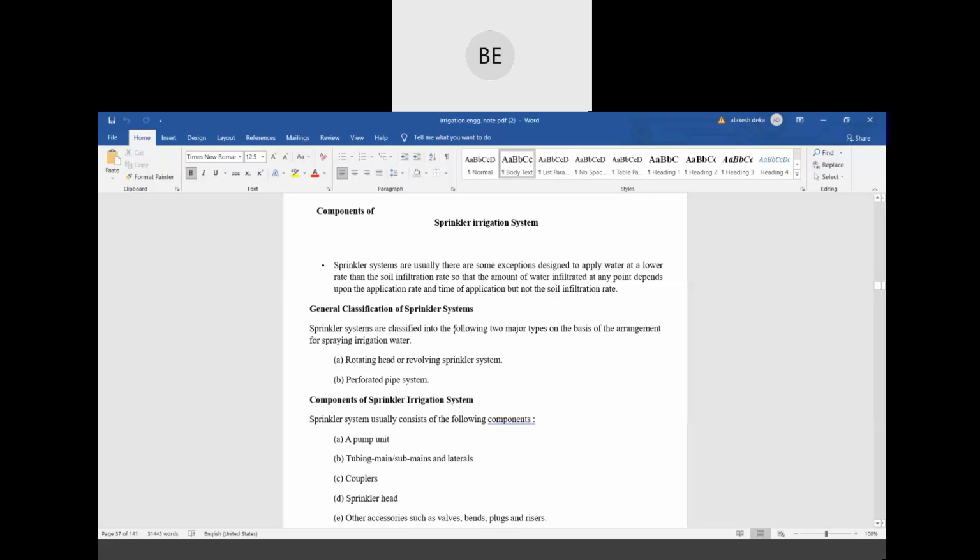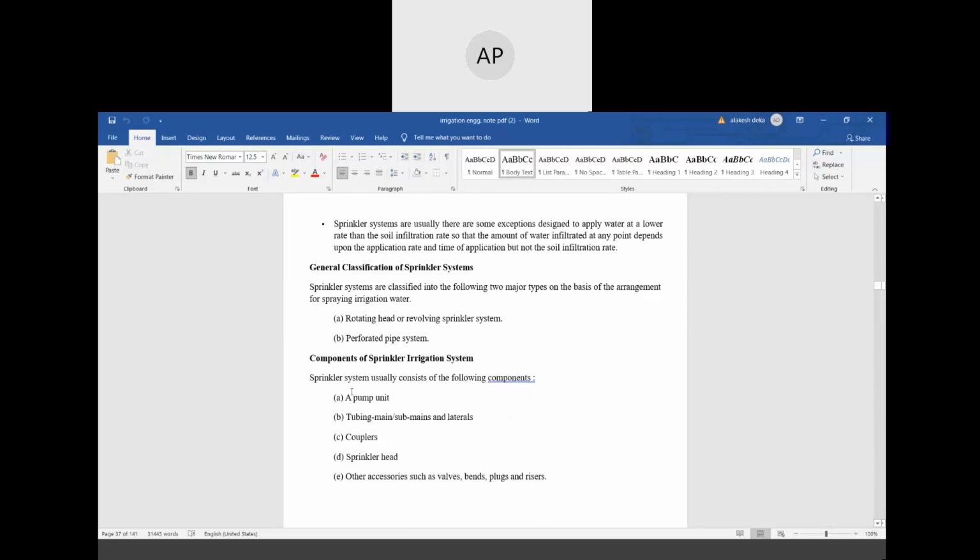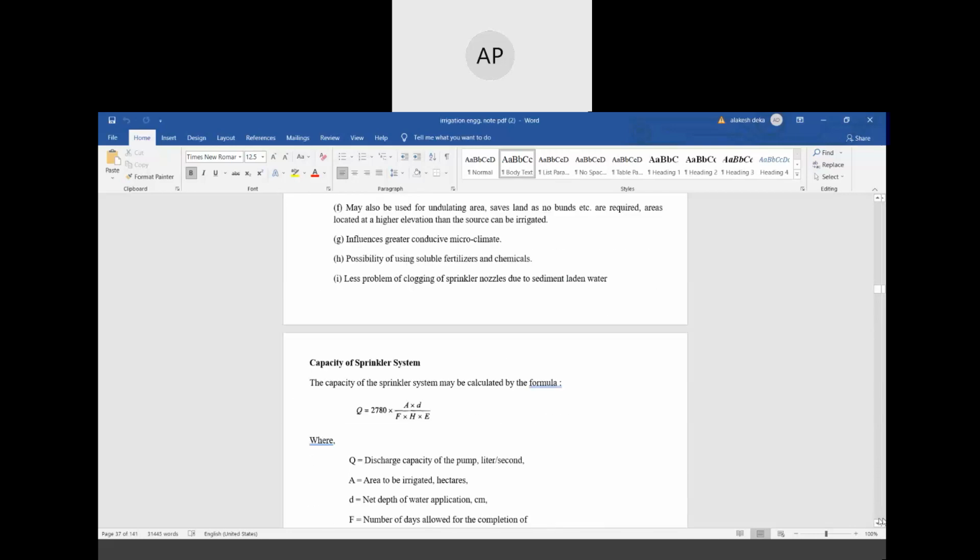General classification of sprinkler system. Sprinkler systems are classified into two major types. One is rotating head or revolving sprinkler system. Second one is perforated pipe system. Components of sprinkler irrigation system. What are the components? It has one pump unit, tubing, coupler, sprinkler head, and other accessories such as valves, bands, plugs, and risers. Okay, these things I have discussed, I think.